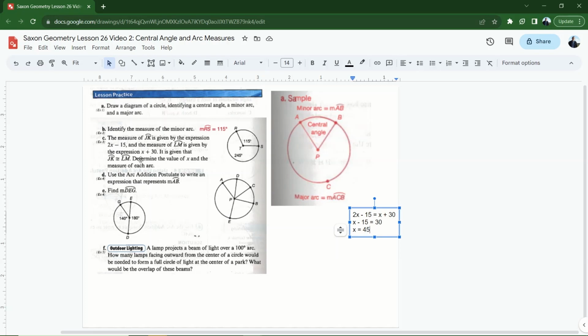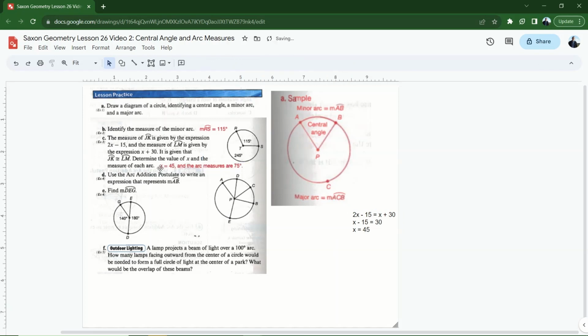And then the measure of LM is going to be 45 plus 30, also 75. They have to be 75 because they're congruent. Let's see if we got that right. X equals 45, the arc measures are 75. Bingo, bango. All right, letter D.